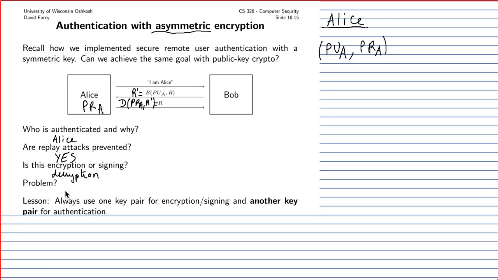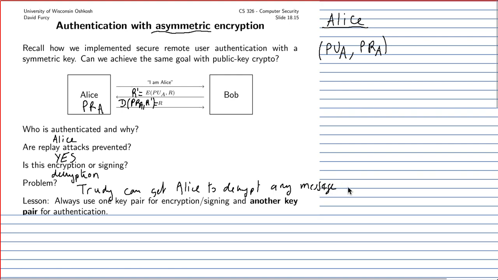So the problem is that using this protocol, Trudy, the attacker, can get Alice to decrypt any message that Trudy picks. So what do I mean by that? What I mean by that is that whoever sends a message to Alice, this protocol asks Alice to decrypt it and send the decrypted version of it.